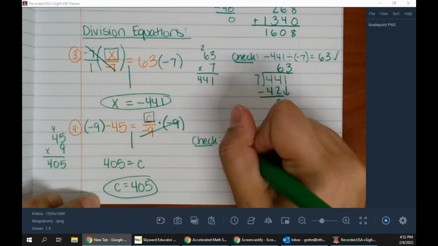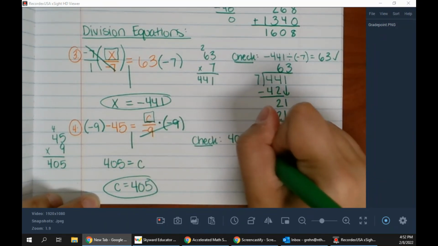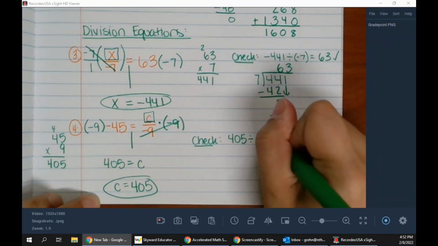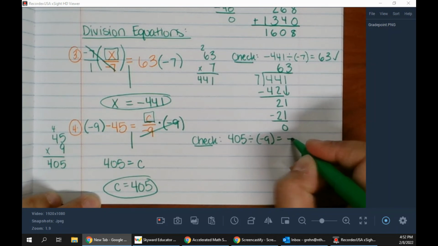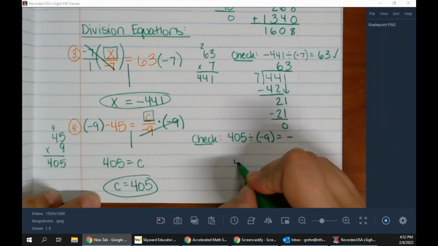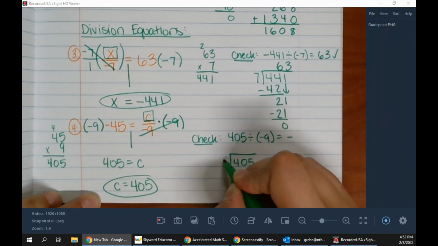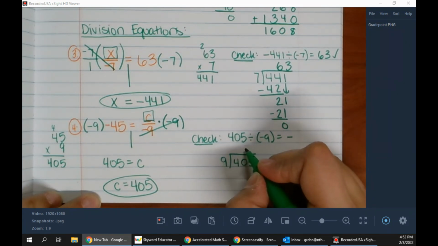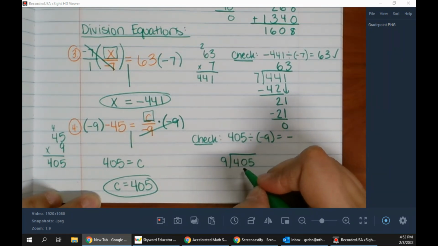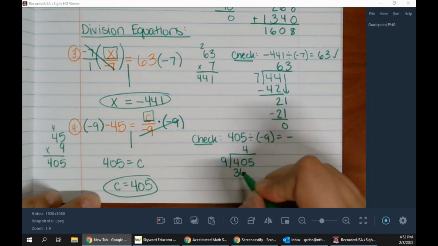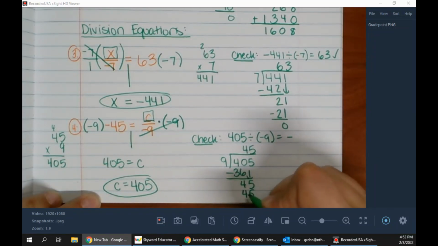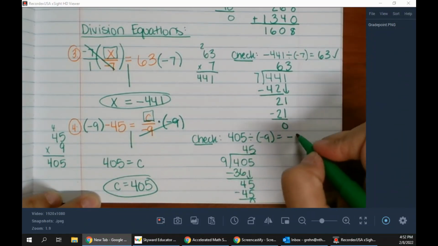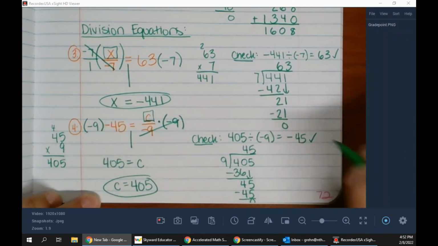Okay, let's check our work using substitution. So I want to make sure that 405 divided by negative 9 really equals negative 45. Well, positive times a negative is a negative. Now I can just focus on my division. 9 will go into 40 4 times. Bring down my 5, and then 9 will go into 45 5 times. So I end up with negative 45, which checks out.